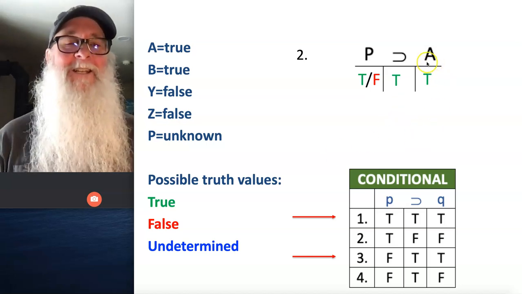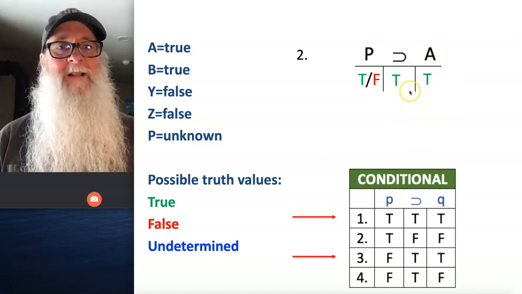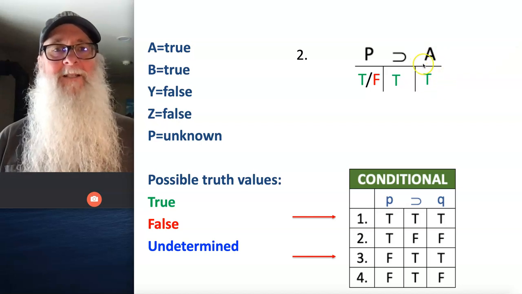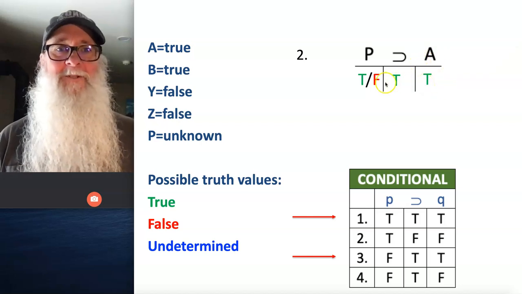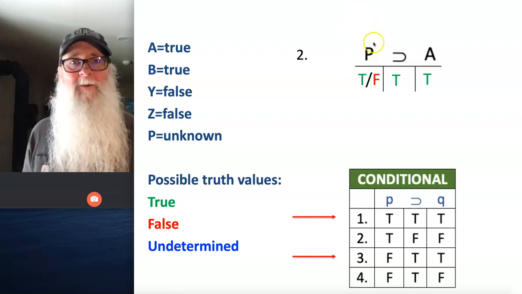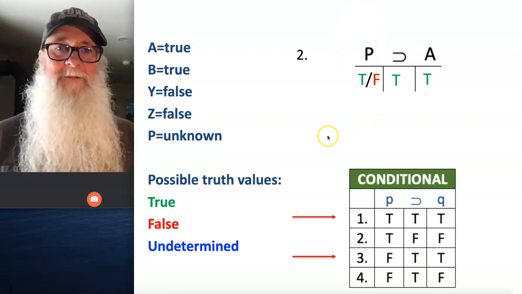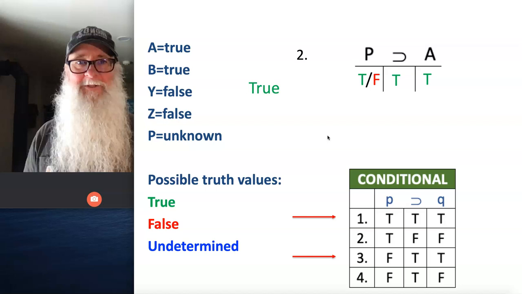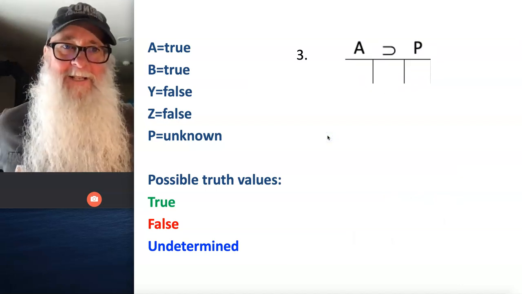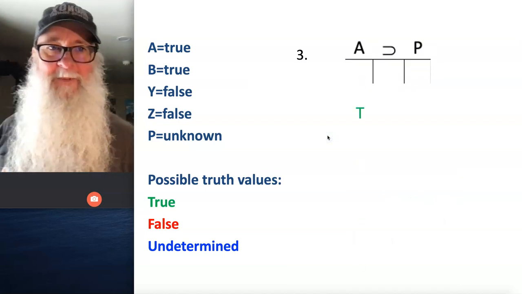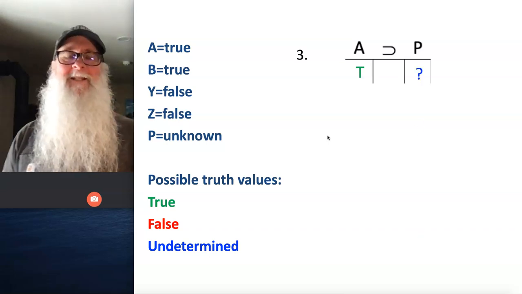In fact, any horseshoe statement, any conditional, that has a true statement on the right-hand side is going to come out as a true horseshoe. We don't even have to know what the statement on the left-hand side of the horseshoe is. All right, so we know this statement's true. That takes us to our last statement, A horseshoe P. Again, we know that A is true, P is unknown.